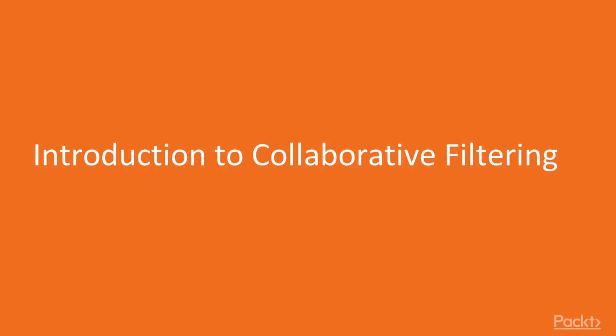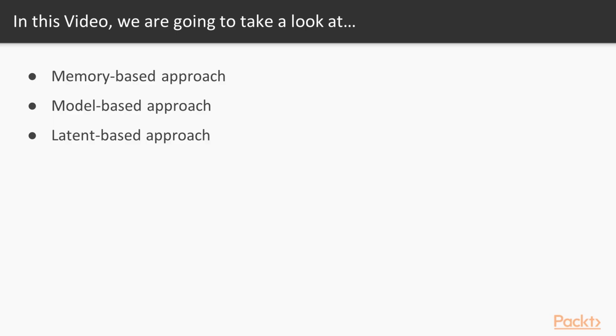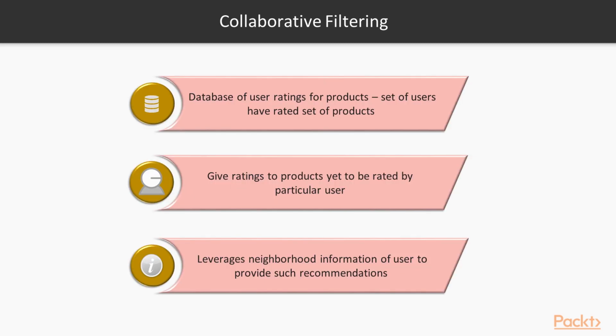Now, we move on to the first video of this section that deals with Introduction to Collaborative Filtering. In this video, we're going to take a look at memory-based approach, model-based approach, and latent-based approach. There is a database of user ratings for products where a set of users have rated a set of products. Collaborative filtering algorithms can give ratings to products yet to be rated by a particular user. It leverages the neighborhood information of the user to provide such recommendations.